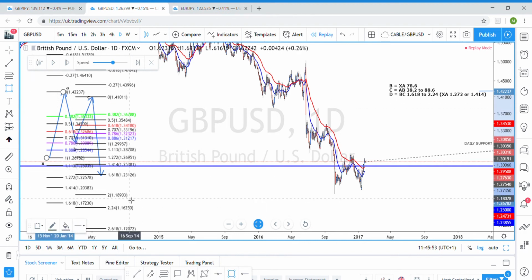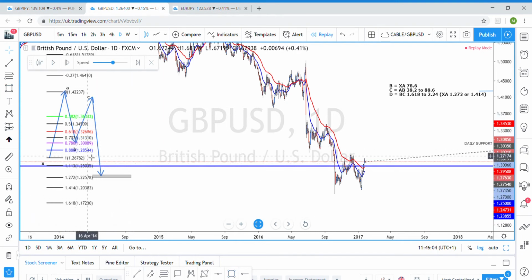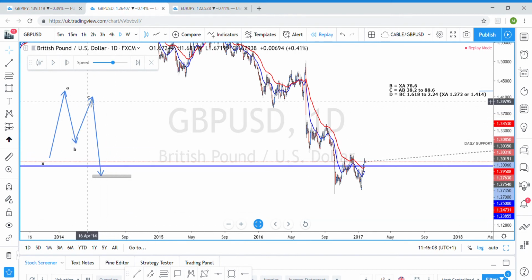What you do is you get your square tool, your rectangle, sorry, and you draw a block in between the two fib levels. And effectively, the way that I trade is looking for an entry to trade the CD leg here as a projection. Okay, and that's how you do the butterfly pattern.